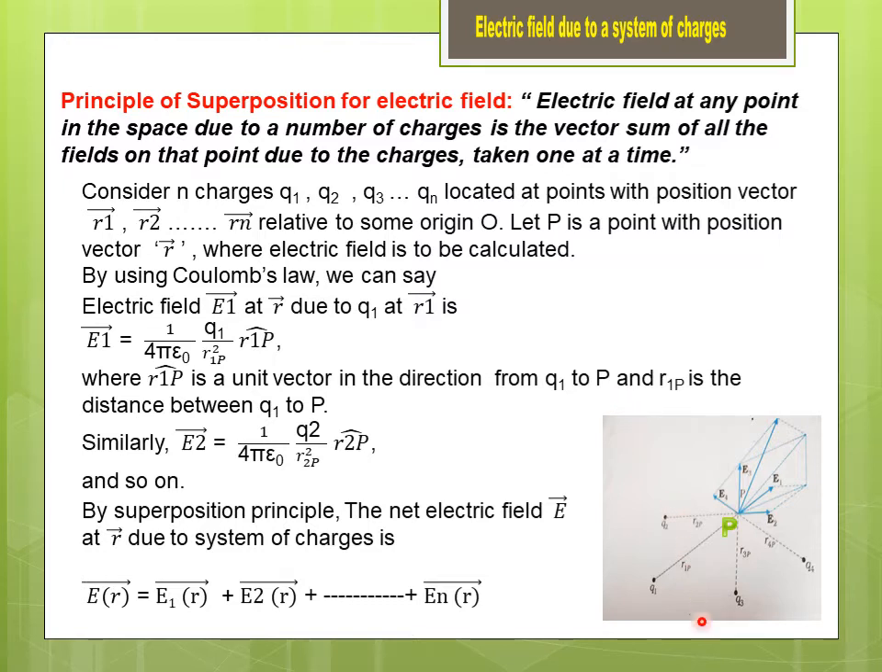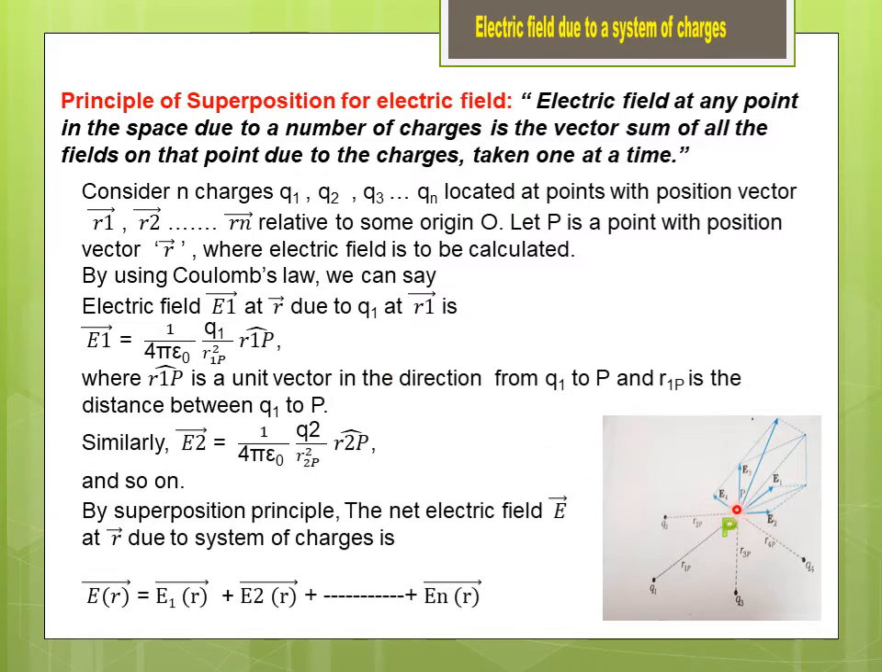Let us consider n charges Q1, Q2, Q3, Q4 and so on located at points with position vectors R1, R2 and so on relative to some origin O. We may take that origin somewhere. And point P with position vector R from the origin. Here we have to find the electric field.